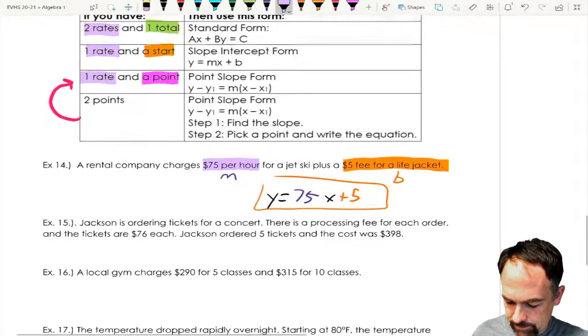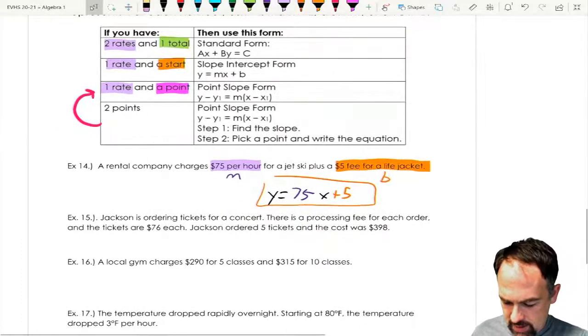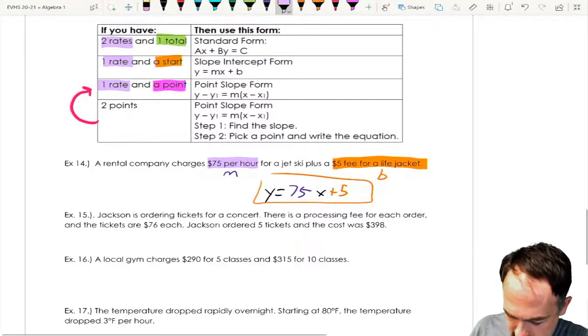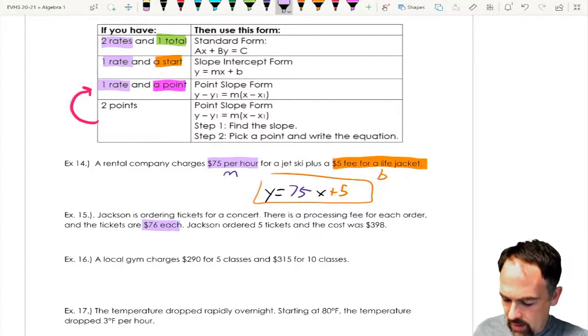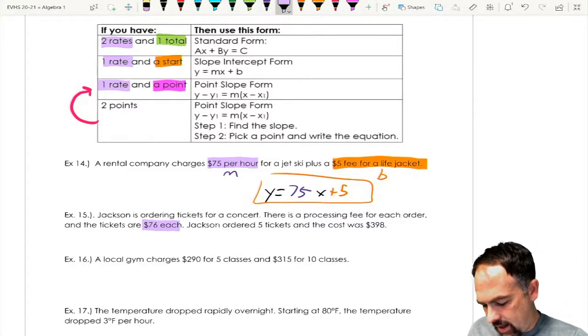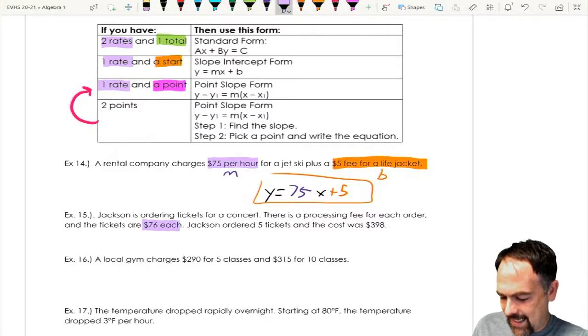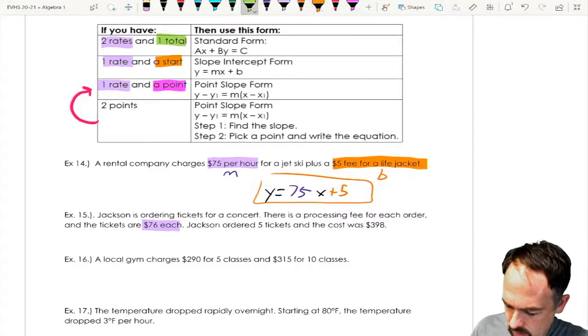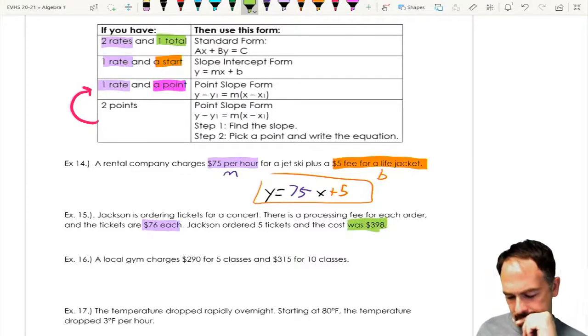Y equals mx plus b. All right, 15. Jackson is ordering tickets for a concert. There is a processing fee for each order, and the tickets are $76 each. Okay, I got this. $76 each is a rate. He ordered 5 tickets and the cost was $398. Okay, so looks like 398, that's going to be a total. Okay, and then now we've also got a processing fee. We got 5 tickets that we ordered.